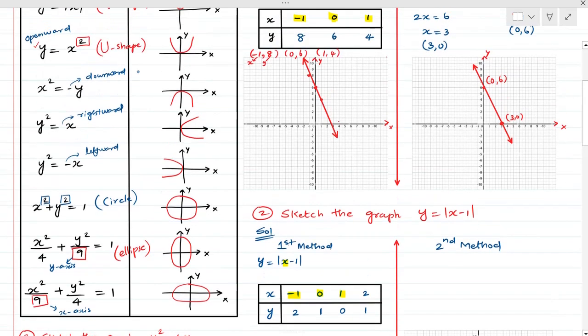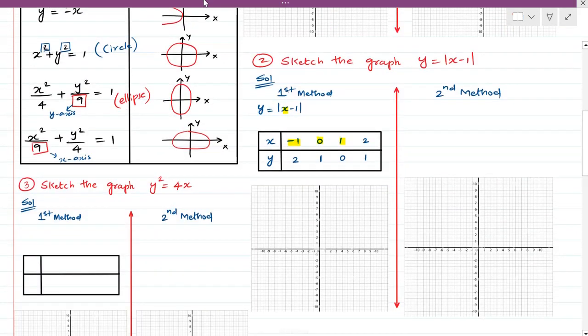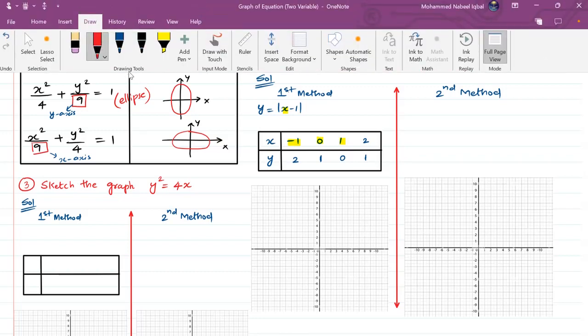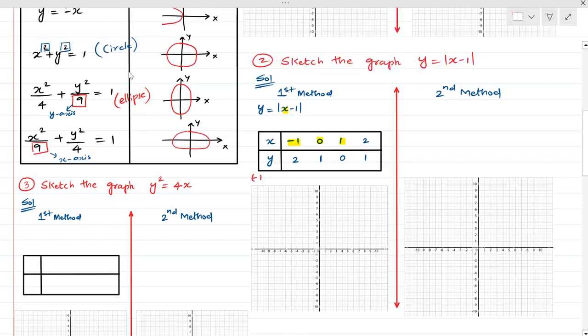Now just plot these points on the graph. What are the points you will get? It is minus 1 comma 2, 0 comma 1, 1 comma 0, 2 comma 1. Where is the point minus 1 and 2? It will be here. Then 0 comma 1 will be here. Then 1 comma 0 will be here. Why we calculate the next point is because I don't know whether it goes down or up. That's why we calculate one more. It goes up.